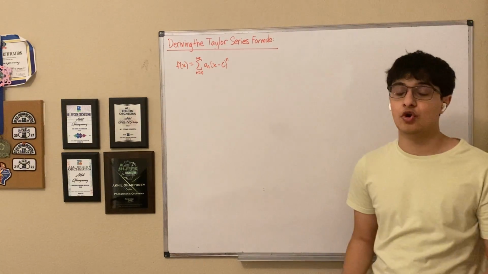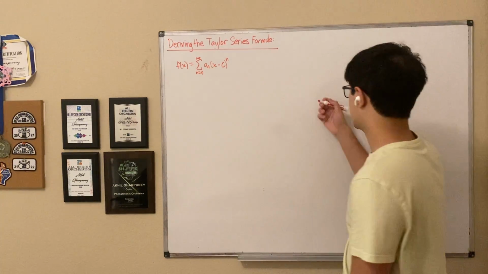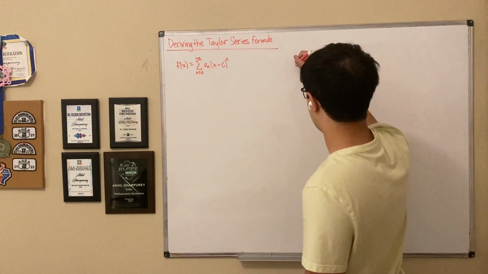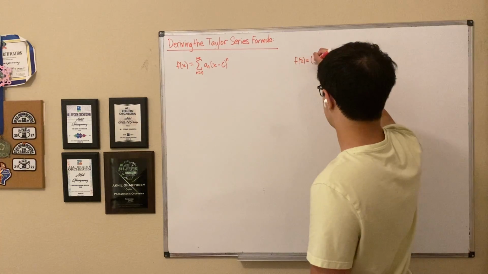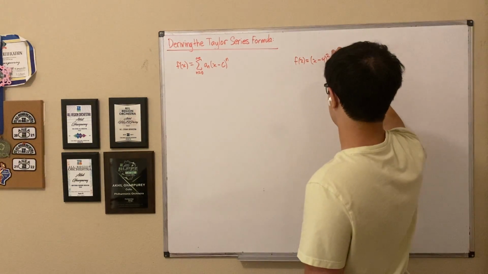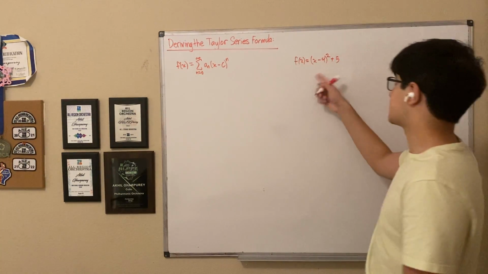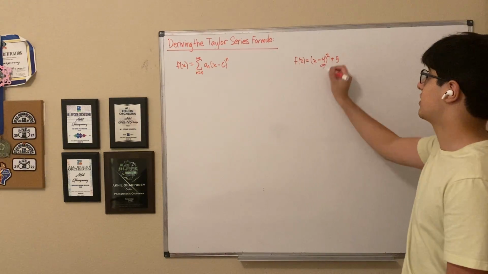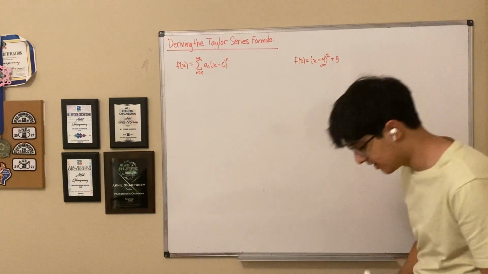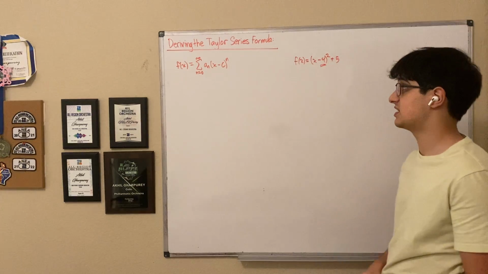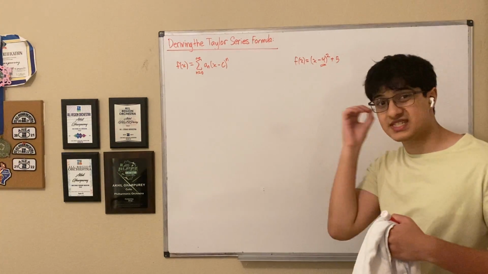Remember, a polynomial can be centered at any point. So for example, if we had a function f of x equals x minus 4 squared plus 5, we know that this is a quadratic and it's centered at x equals 4. And it works exactly like that in a Taylor series. This c is just where it's centered at.